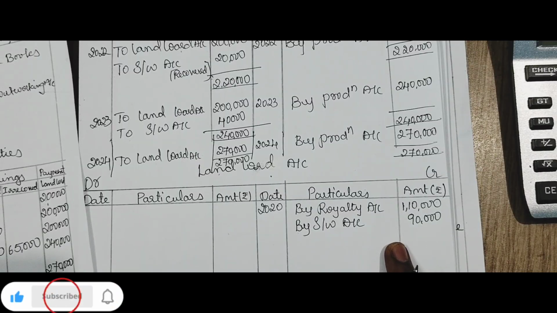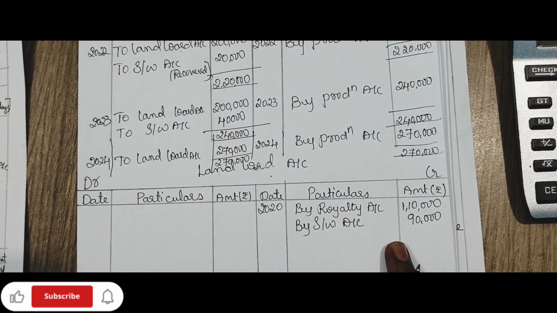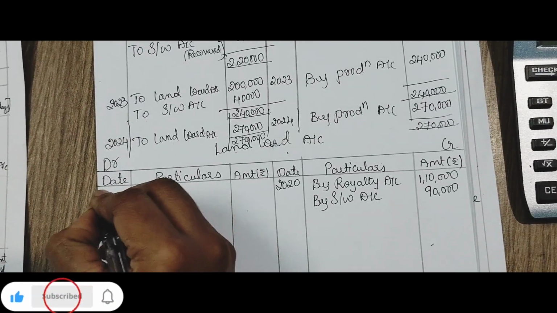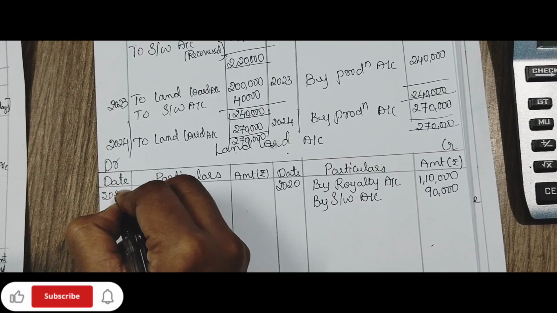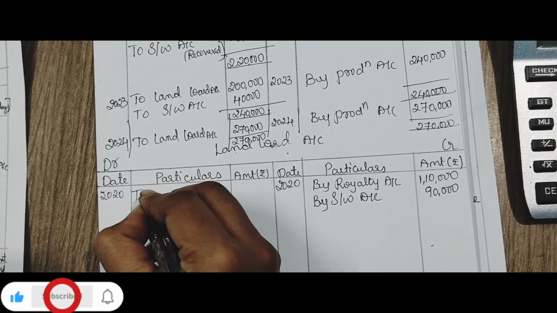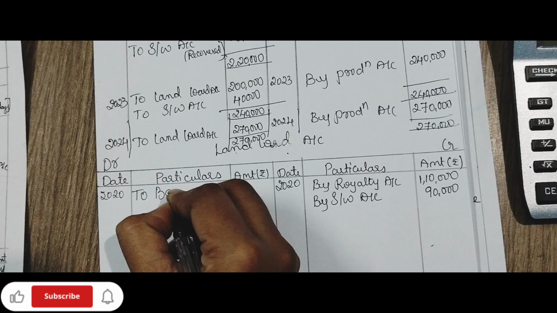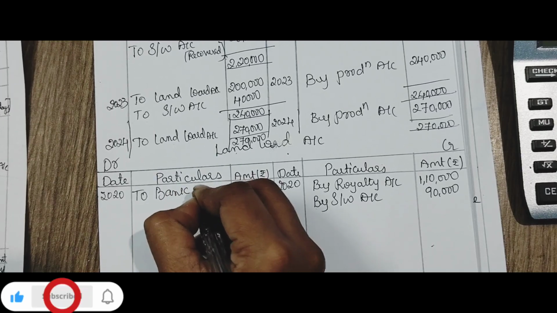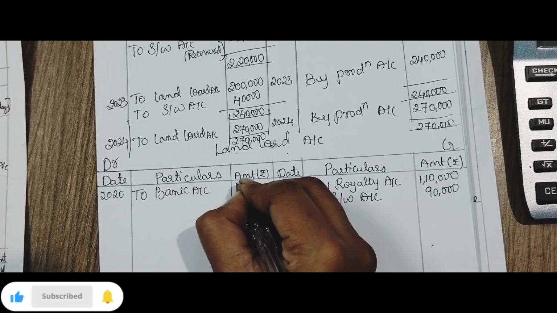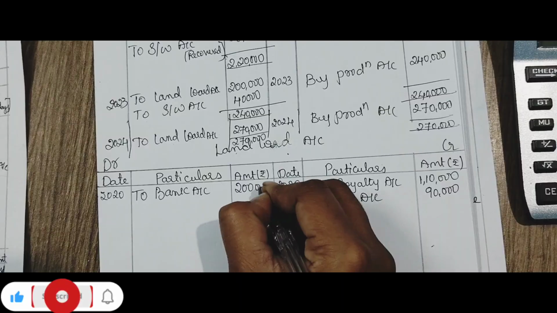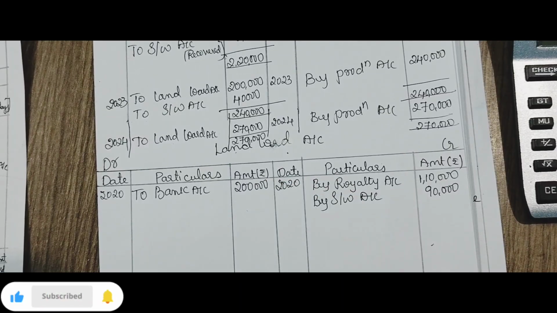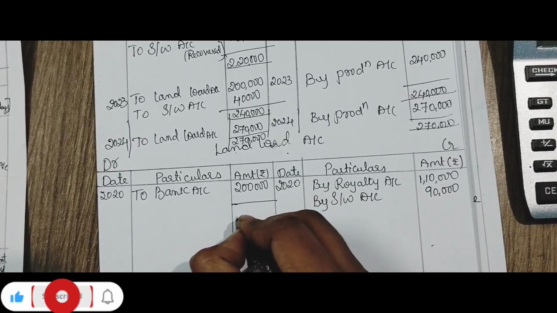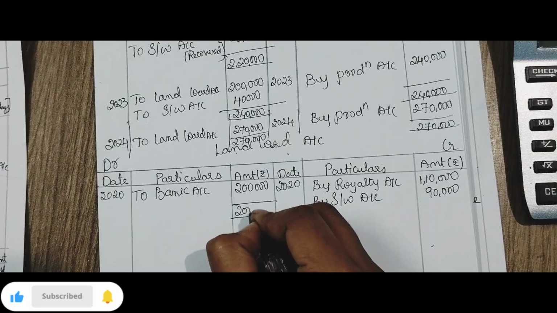Now, this is the amount which you have paid to the landlord. What is the payment entry? Landlord account debtor to bank account. Here you are debiting the landlord account and crediting the bank account. This is the payment entry. How much you paid? 2 lakh. Is it clear?